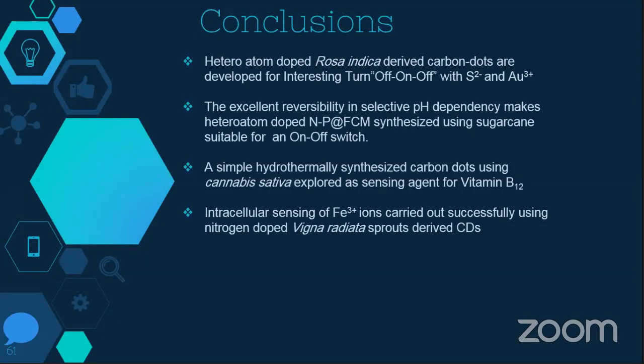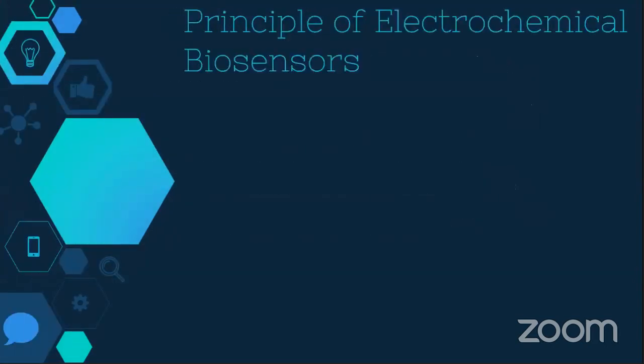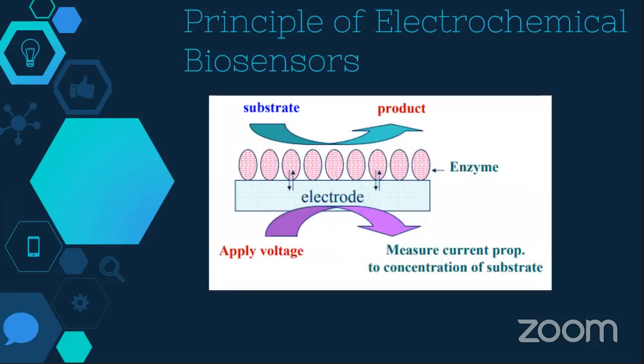So I think this is the basic principle of an electrochemical biosensor, which I just wanted to show you, how it is done. You have a substrate, and the surface electrode surface is first coated with the enzymes, and then you have a substrate. And when you apply voltage, you see the product formation, and the measured current is proportional to the concentration of the substrate.